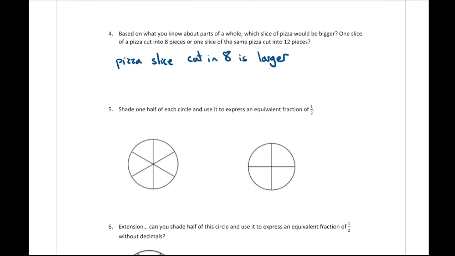For 5, shade 1/2 of each circle and use it to represent an equivalent fraction of 1/2. So if I want to shade in 1/2, this is divided up into 6, so I need to shade in 3 pieces. Here it's divided into 4, so I need to shade in 1/2, which is 2.